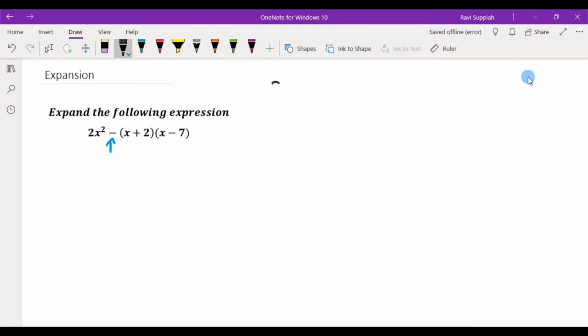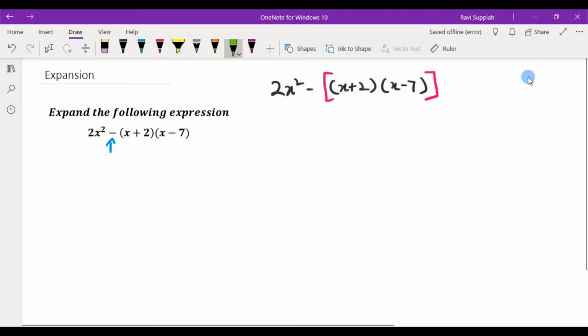So I have 2x squared minus x plus 2x minus 7. In order to make sure that we factor in the effect of this negative sign later on, I'm going to put a bigger square bracket over here to encapsulate this expansion that we're going to do. Okay, so what we have left is 2x squared minus, okay, so let's do the rainbow method.